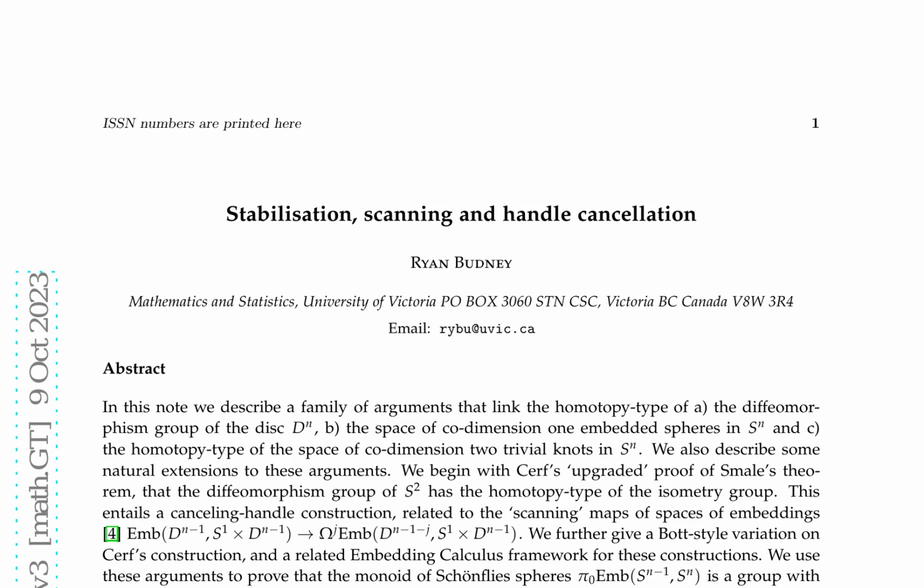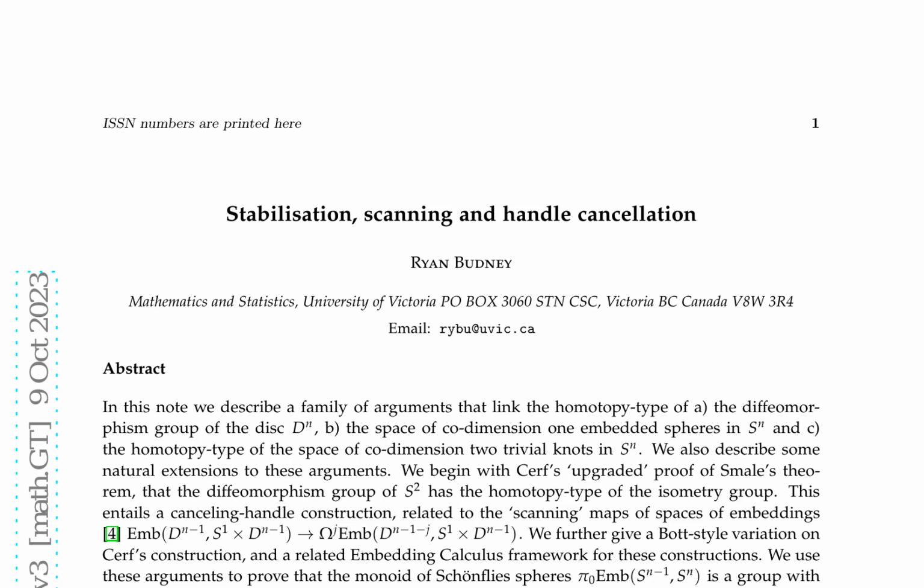By considering S1 times D^{n-1} as D^n union a 1-handle, we can form a composable triple of maps that connects the space of diffeomorphisms on a disk to the loop space of embeddings of a lower dimensional disk in the original disk. This triple of maps provides further insight into the structure of these spaces and their interrelationships. Stabilisation, scanning, and handle cancellation for spaces of embeddings and diffeomorphisms are explored in this research.